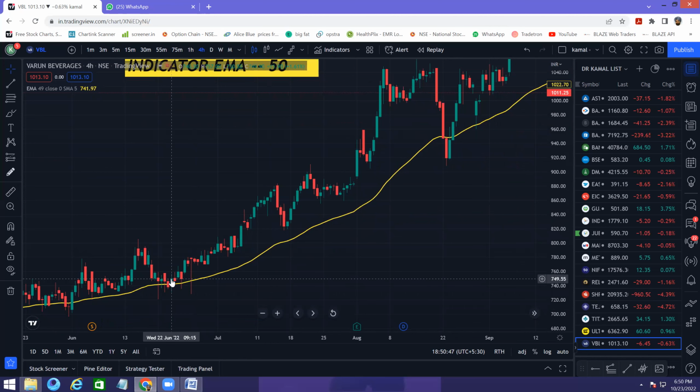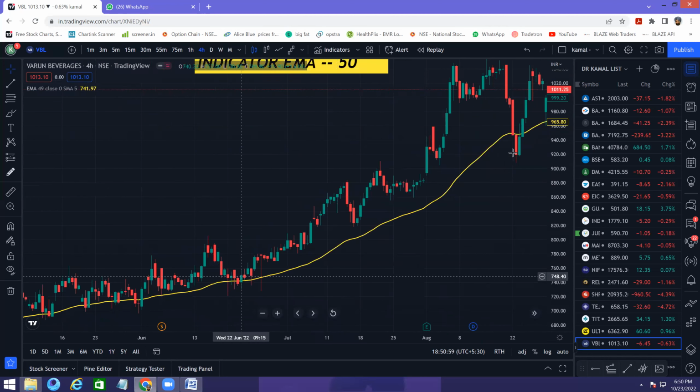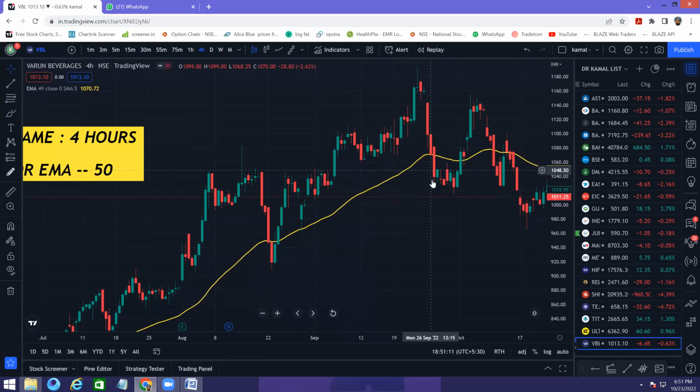At 752, we would have entered the stock here. Exit at 919. Almost 752 to 945 here. Almost a 200 rupees move, nearly 30%. Again an entry at 968, and we would have exited out here.